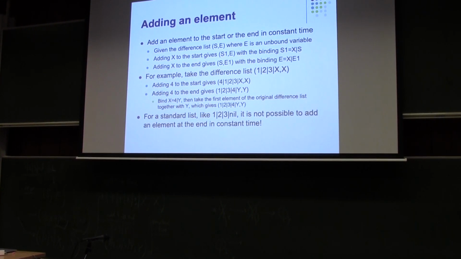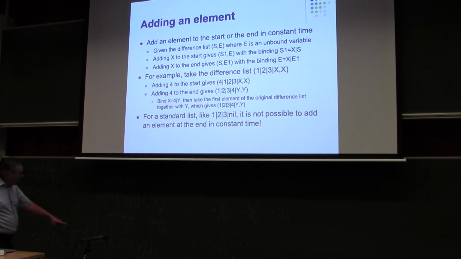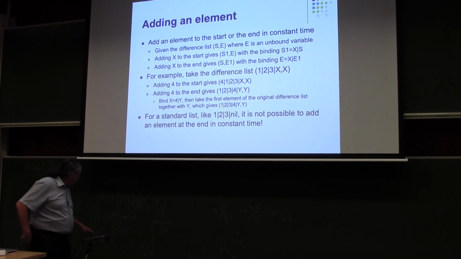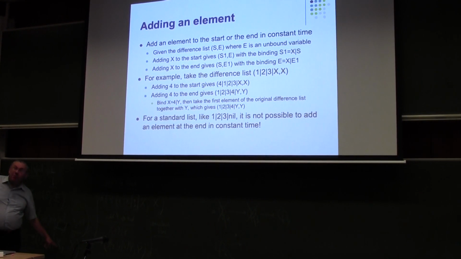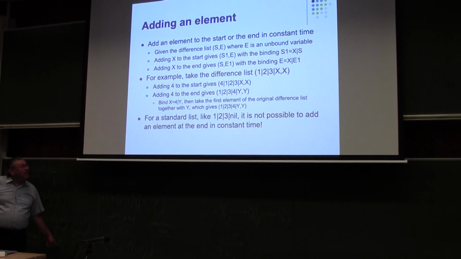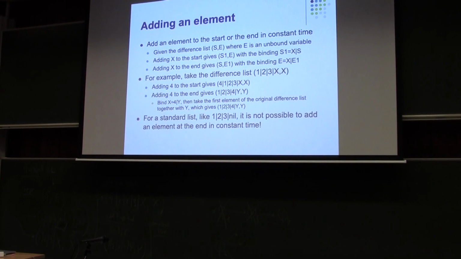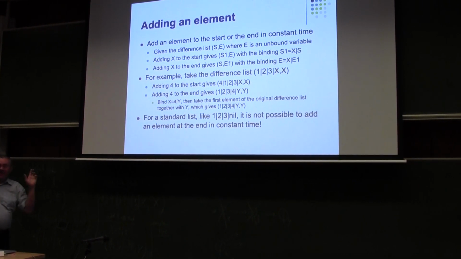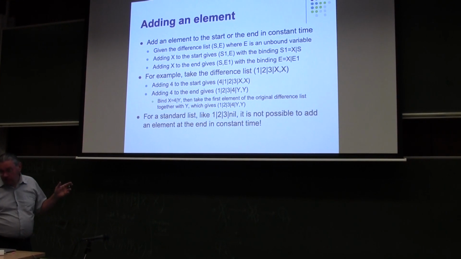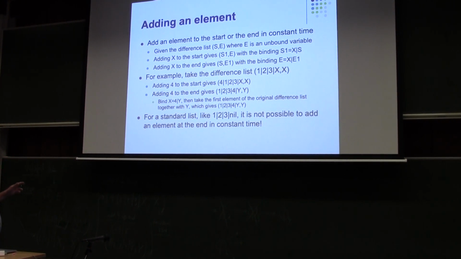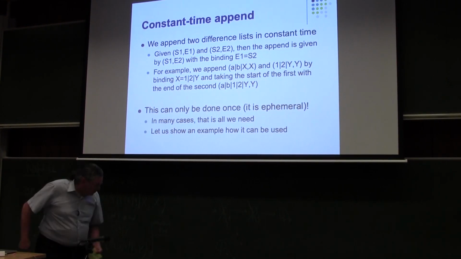So adding an element can be done either at the front or the end in constant time. Note, you can only do it once. Once I bind X, it's done. I cannot bind it twice. So the limit here is that I can add an element to the end in constant time, but only once. I have a one-shot thing. But the advantage is it's still declarative. And you can do even more than that. You can actually append two lists in constant time too.